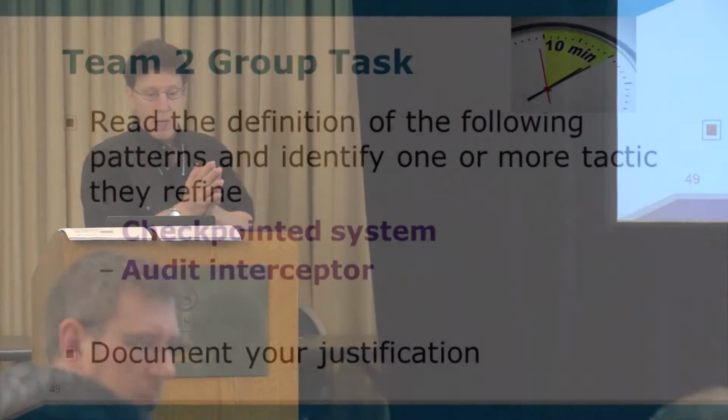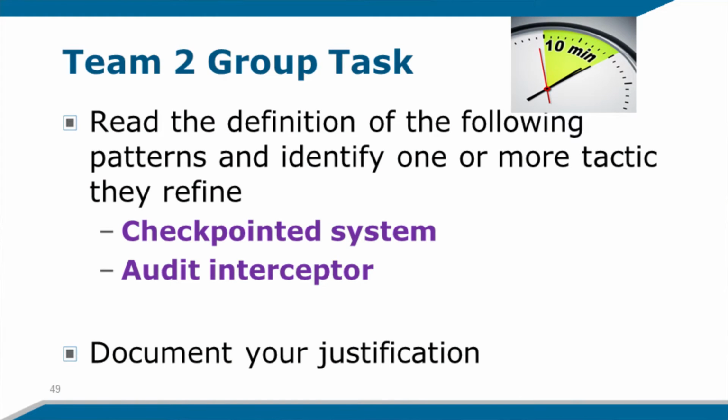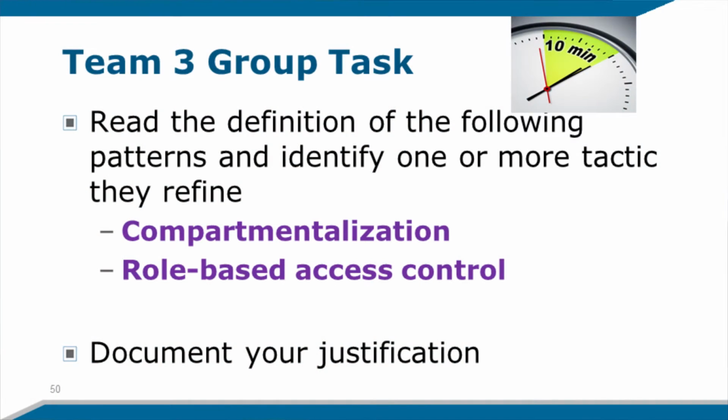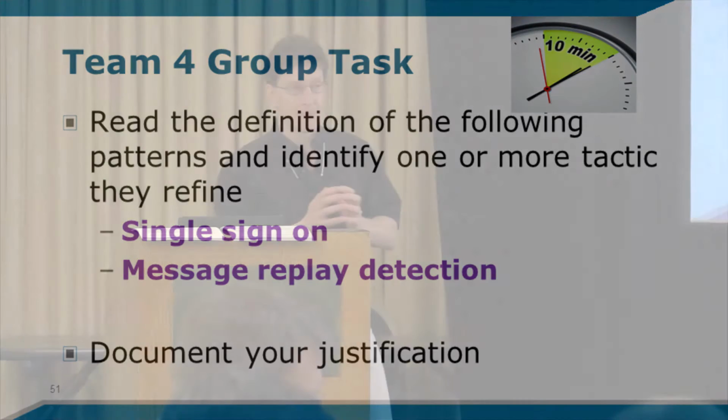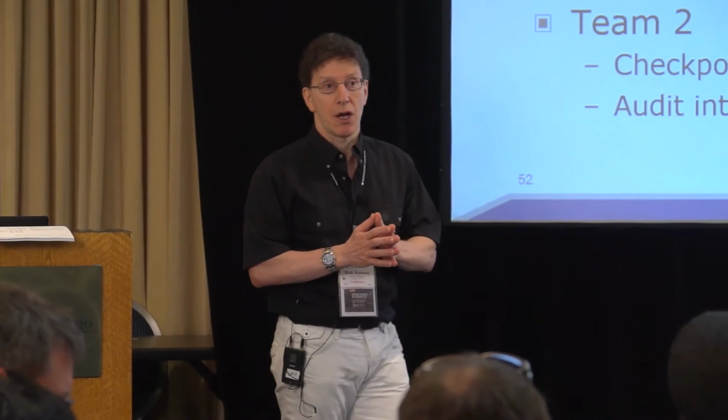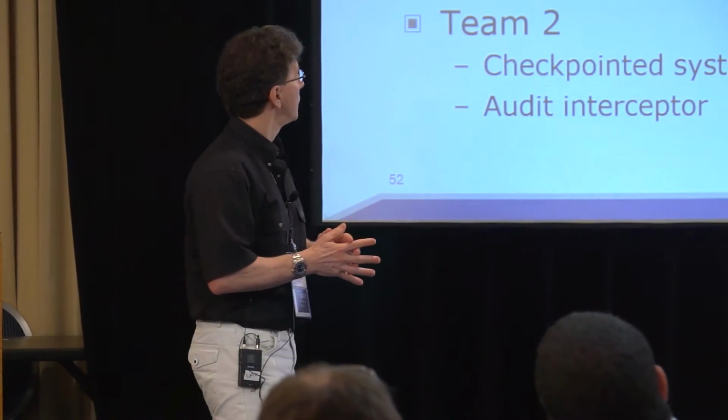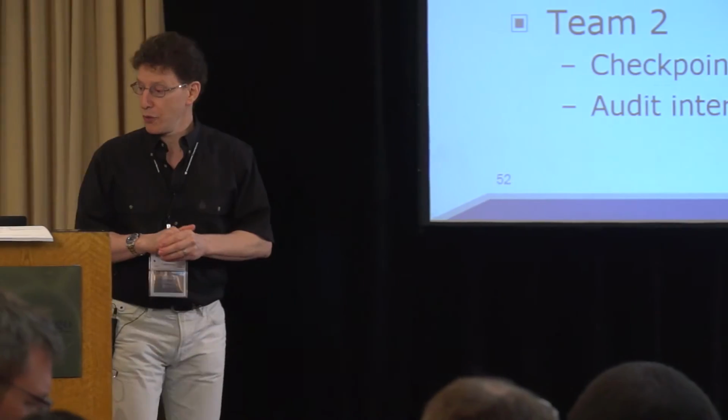For team 2, your patterns are checkpointed system and audit interceptor. For team 3, compartmentalization and role-based access control. And team 4, single sign-on and message replay detection. Each of these is drawn from the patterns catalog, so these are well-documented patterns. Again, this is just the summary of who's doing what. So we'll give you about 10 minutes, and then we'll discuss.